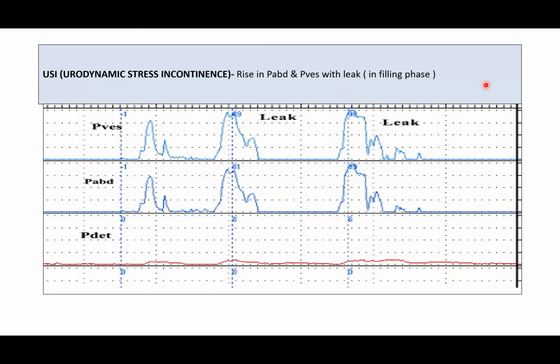I hope the explanation is clear. Any questions, anyone? Ma'am, is sensory urgency associated with smaller bladder volume? Yes, it can be associated with smaller bladder volume, infection, inflammation. It has some psychological morbidity also in these patients.